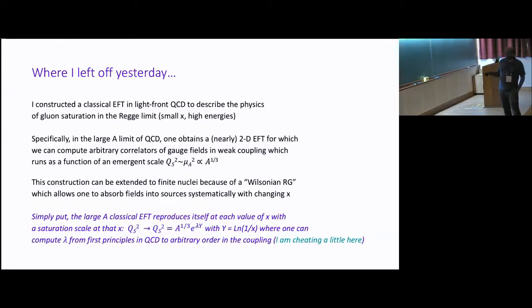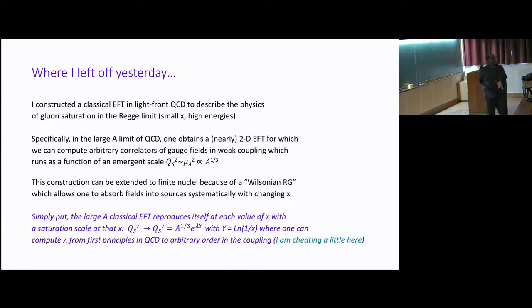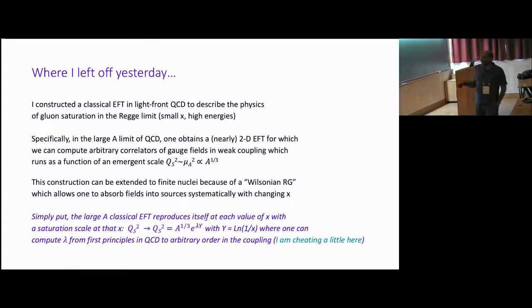But simply put, the large A classical EFT reproduces itself at each value of x with a saturation scale that now doesn't just go as A to the 1/3, but is enhanced by some exponent lambda times y, where y is a rapidity, it's just log of 1/x. So this is a power of x to the lambda, where one can compute lambda from first principles in QCD to arbitrary order in the coupling. I'm cheating a little here, and if you want to know how exactly, you can talk to me later or ask me a question.